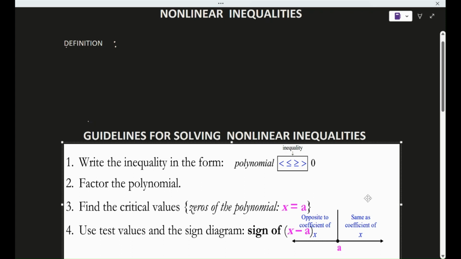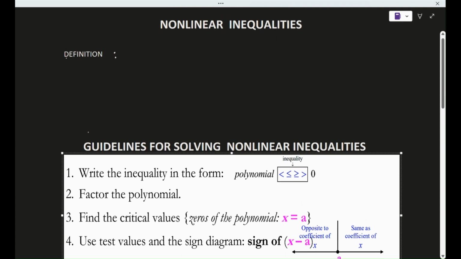Hello, viewers. In this tutorial, we'll be discussing nonlinear inequalities. So let's define what nonlinear inequalities are.